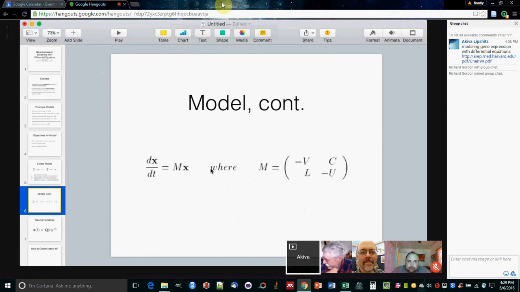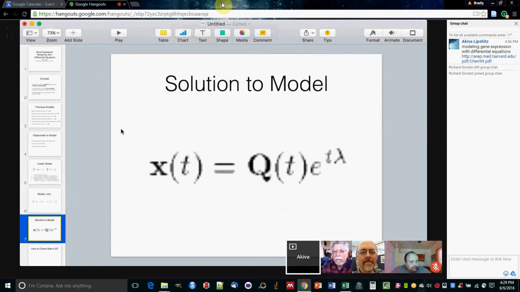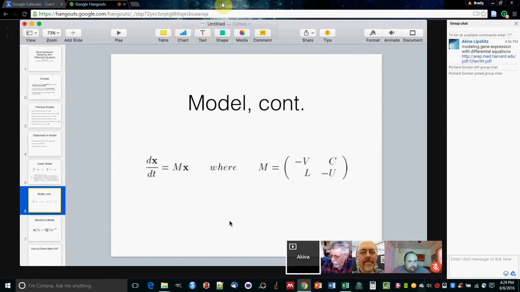One other thing is that the solution to this differential equation becomes this, and I don't know how that is derived. Maybe you guys know how to derive this from that.